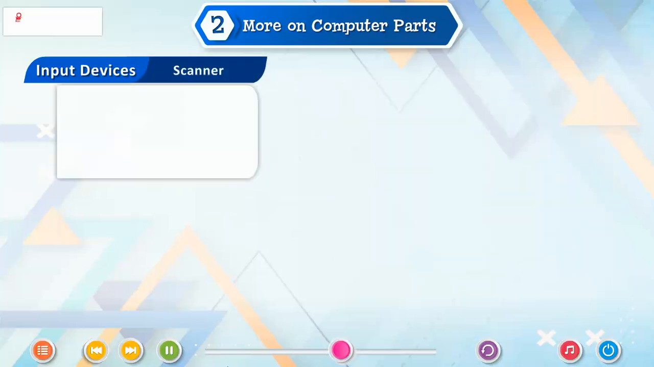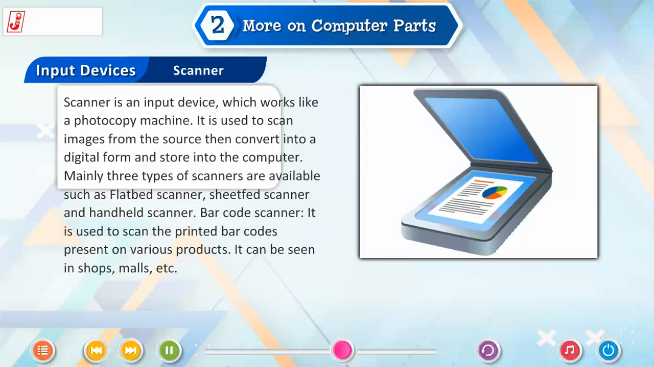Scanner. Scanner is an input device which works like a photocopy machine. It is used to scan images from the source, then convert into a digital form and store into the computer. Mainly 3 types of scanners are available, such as flatbed scanner, sheet-fed scanner, and handheld scanner. Barcode scanner. It is used to scan the printed barcodes present on various products. It can be seen in shops, malls, etc.